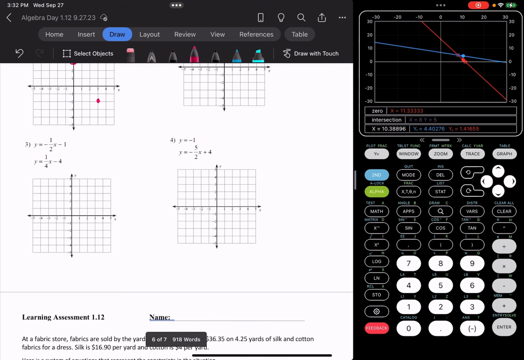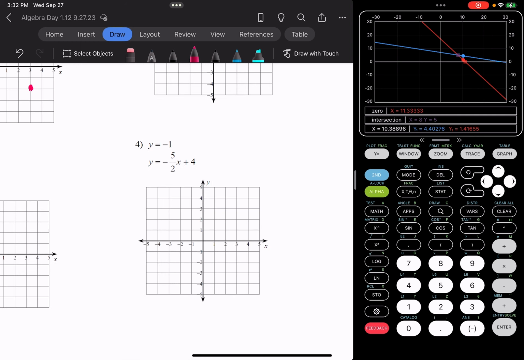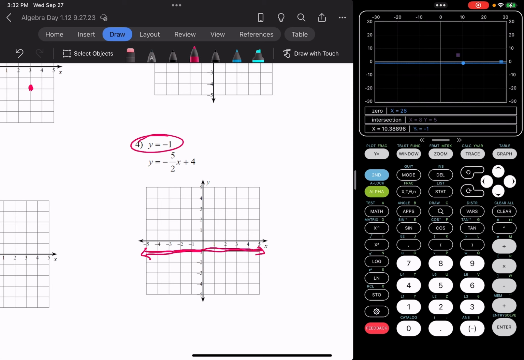I am going to give you a little hint for number 4. You have this y equals negative 1, and a lot of times this trips kids up. But y equals negative 1 means that anywhere that x is, no matter what value x is, y is going to equal negative 1. And what that's going to create for us is a horizontal line here. So that's the first line for that, and I'll show you if you were to plug it into your calculator, right? If you were to put in negative 1 here and then do graph, you see it gives you just a horizontal line going across like that.